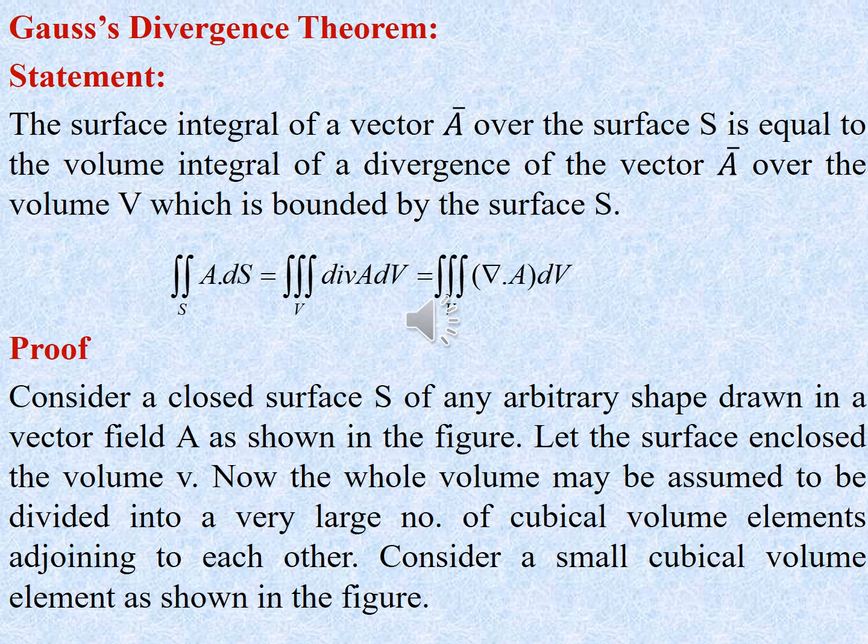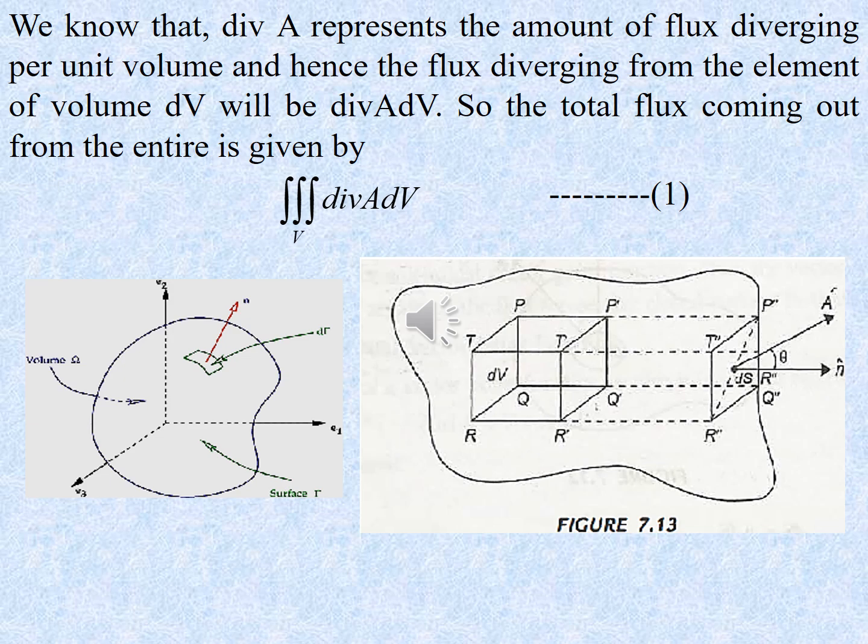Proof. Consider a closed surface S of any arbitrary vector field A. The whole volume may be assumed to be divided into a very large number of cubical elements adjoining each other. By using the figures, we know that div A represents the amount of flux diverging per unit volume. Hence, the flux diverging from the element of volume dV can be written as div A dV. So, the total flux coming out from the entire surface is given by triple integral V div A dV.